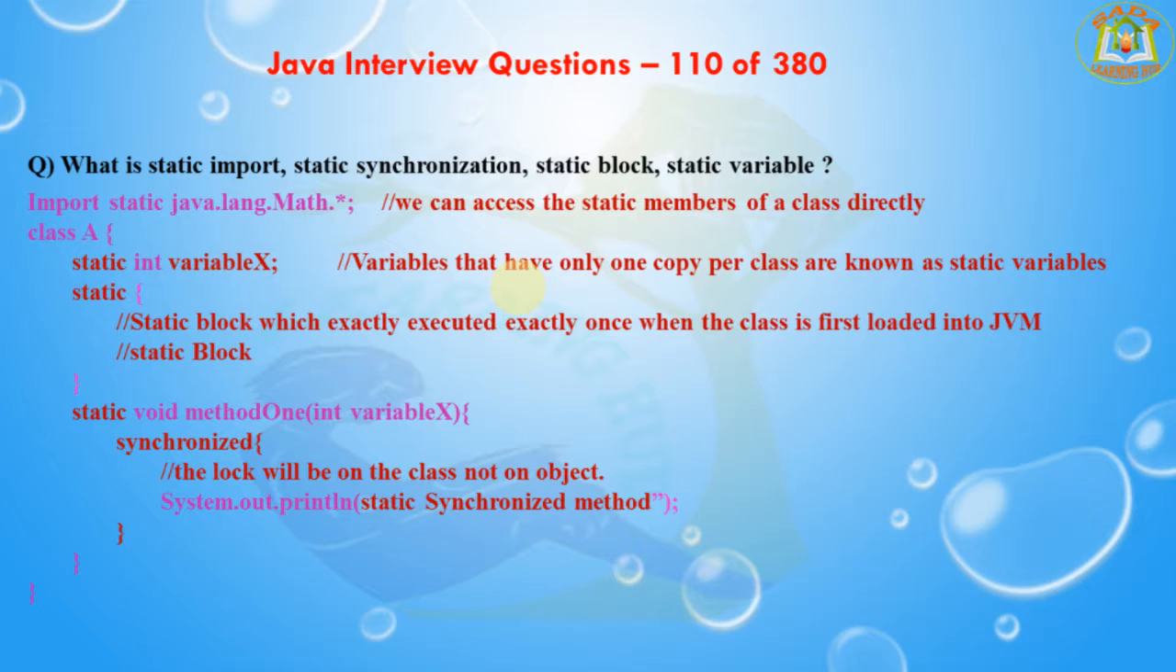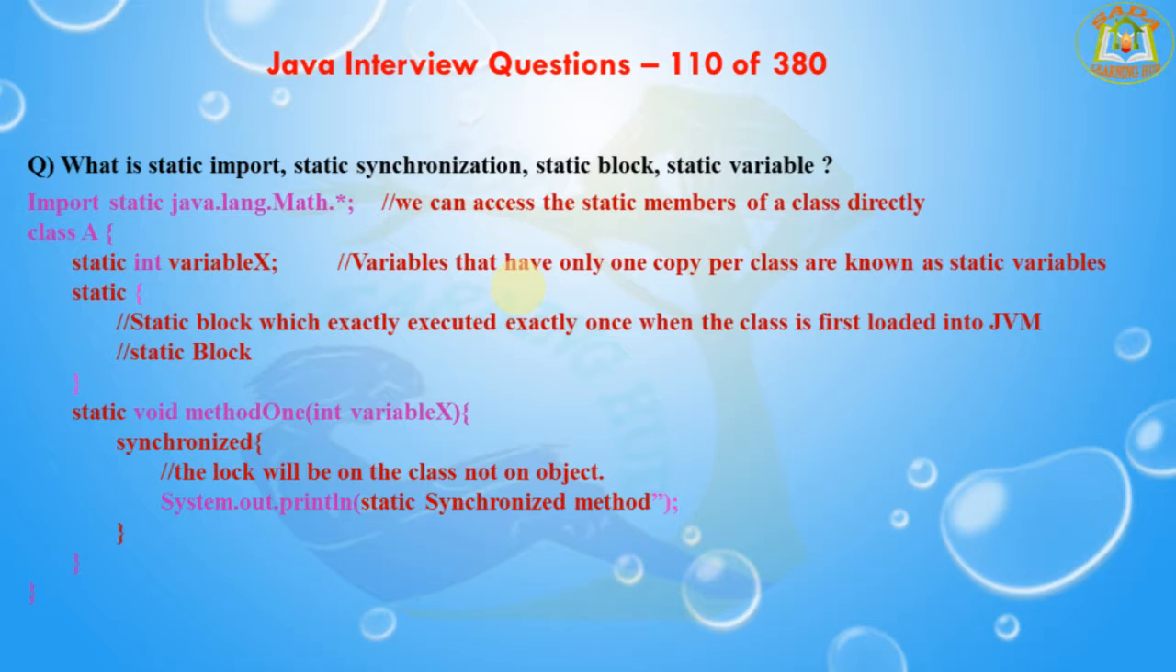And coming to, what is a static block? A static block is executed exactly once, when the class is first loaded into the JVM. Before going to the main method, the static block will be executed.